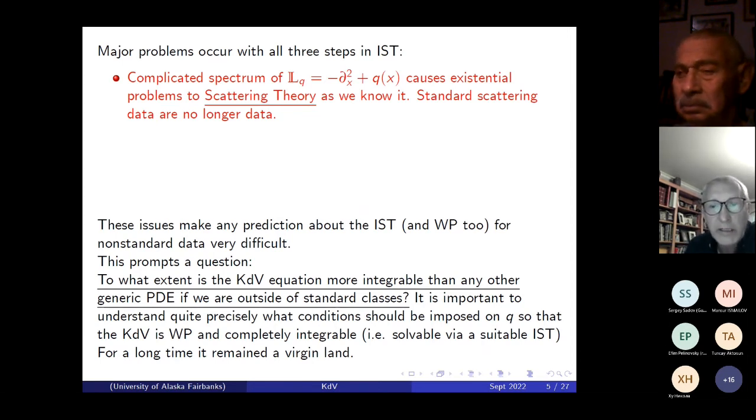Why are only two classical cases well studied and not much otherwise? Well, complications come at every step of the inverse scattering transform procedure. And the first complication is, of course, the spectrum of the Schrödinger operator with a potential which is not rapidly decaying, nor periodic. The spectrum could be very complicated, which leaves no hope that the scattering problem or scattering theory could be developed.